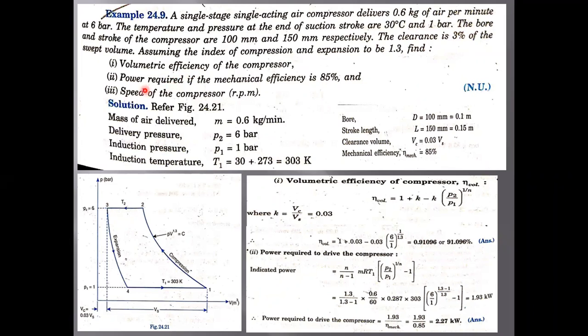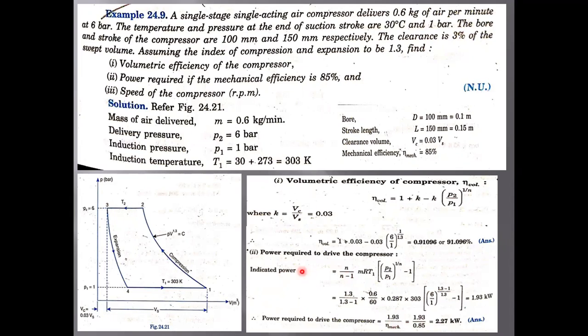And next, he has asked for the power required if the mechanical efficiency is 85%. So first of all we will go for the power required, that means we will find the indicated power. After finding the power required, we will go for the efficiency factor.